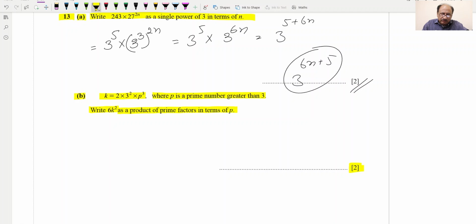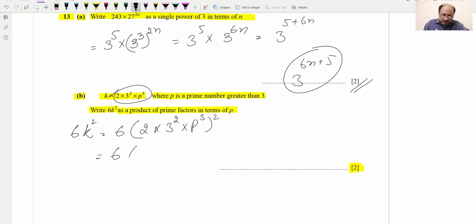So basically, what we can do is write 6k squared as 6 into the k value. We can write this as 2 into 3 squared into p raised to the power 3, and whole squared, because k is squared. So we can write this as 6, and this will be 2 raised to the power 2 squared.